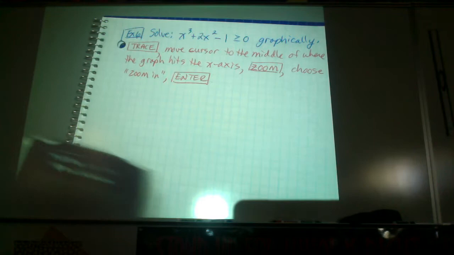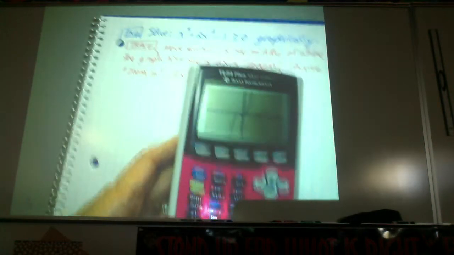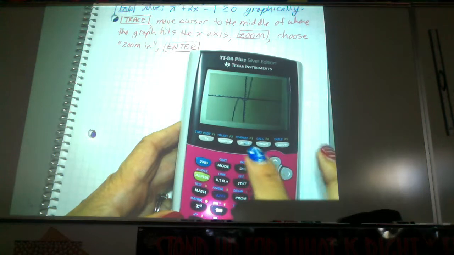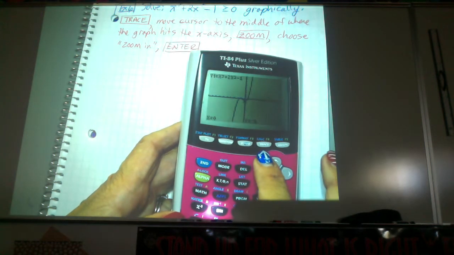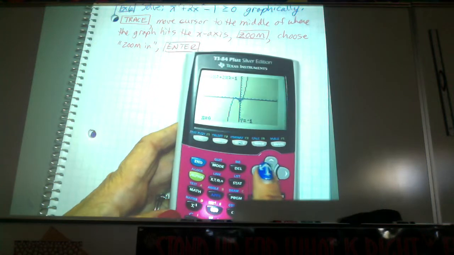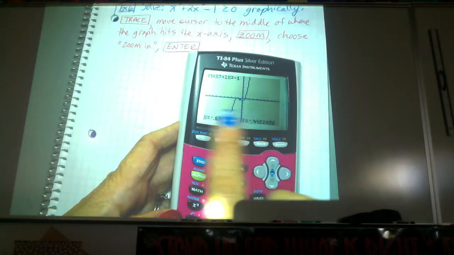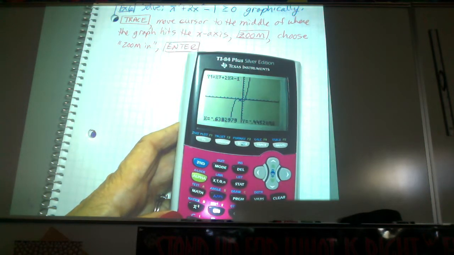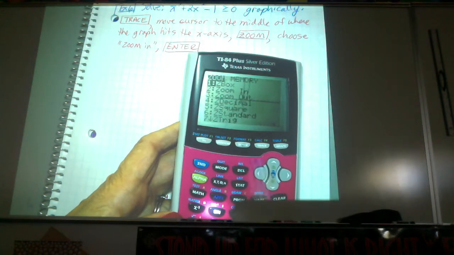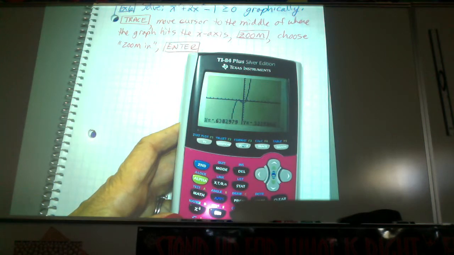Are you ready? All right, so here's our graph. We're going to hit trace. Let me move that up. We're going to hit trace. Right there. And then I want to move my cursor. It's kind of down here. I want to move it to the left so it's somewhat in the middle between where my left and right bound zeros are. And then you're going to go to zoom. And number 2 is zoom in. So that's what I'm choosing. And it looks like nothing happened until you hit enter. And then it's going to adjust your window for you. And now I can see that it hits how many places? 3.